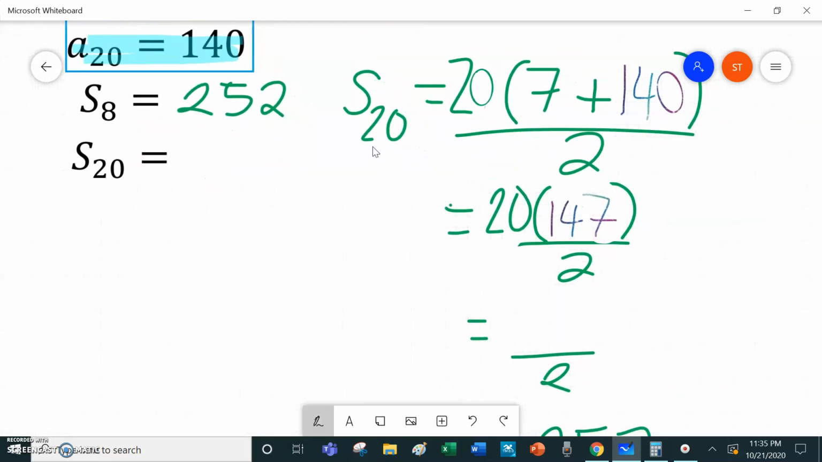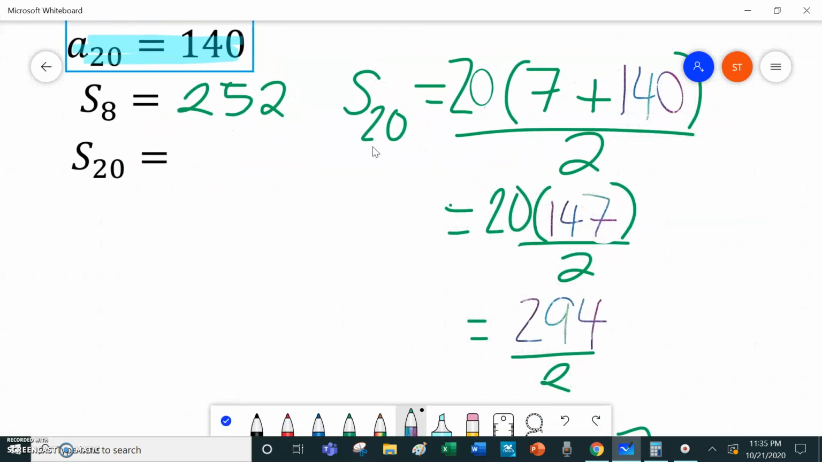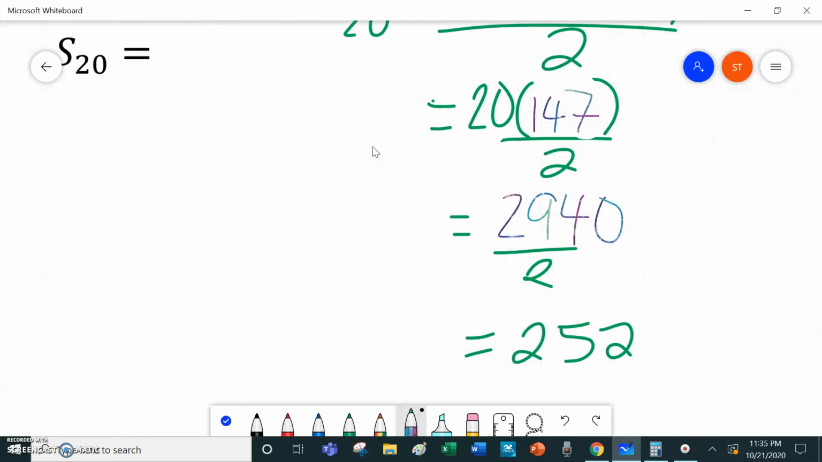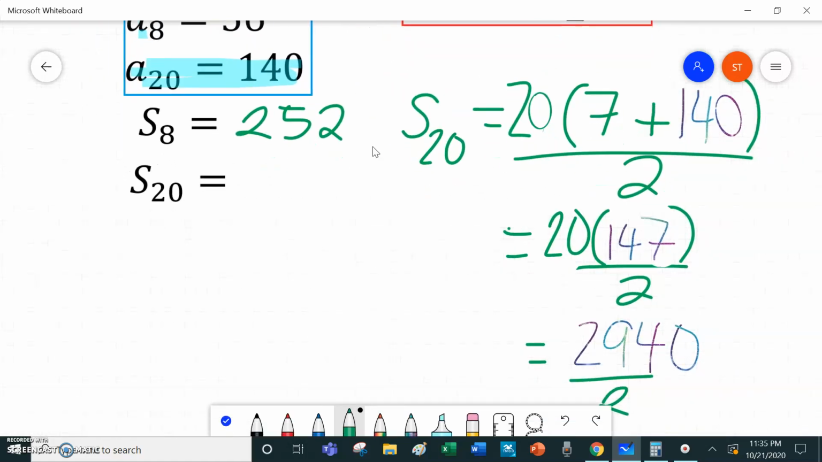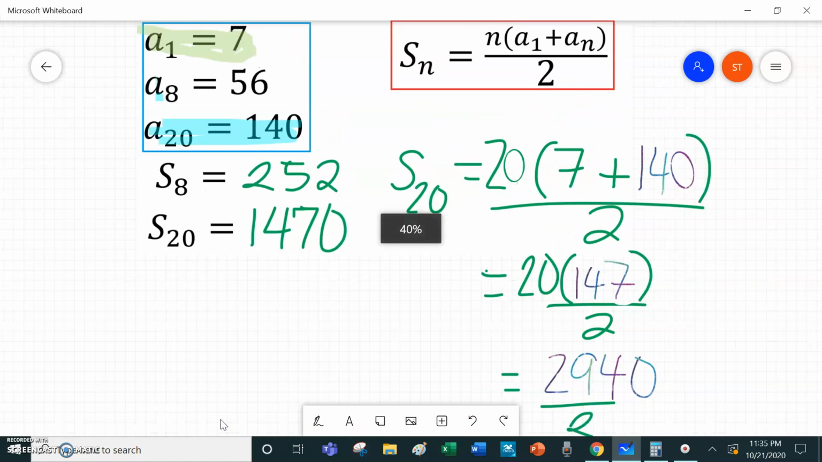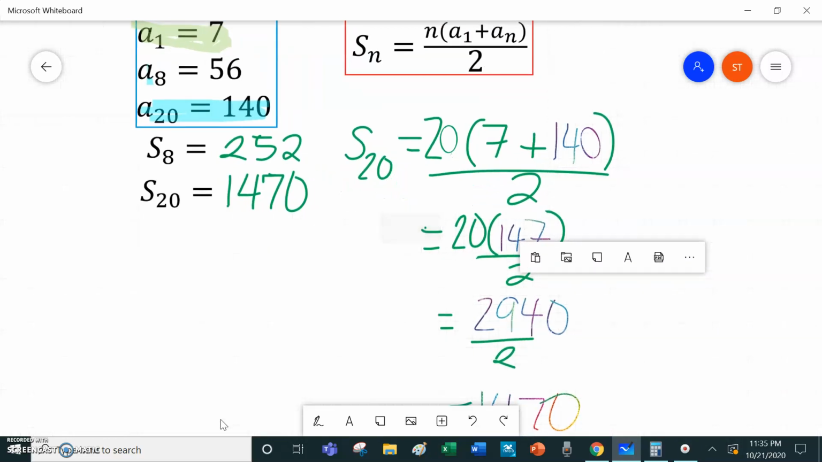2,940. 2,940, and when I divide that by 2, I get 1,470. So I'm going to erase my old answer, add in my new one, 1,470, and that will be the answer that I input here for 20th, 1,470 for 20 terms in the series, when we add up the first 20 terms. So this is how to use an arithmetic series formula.